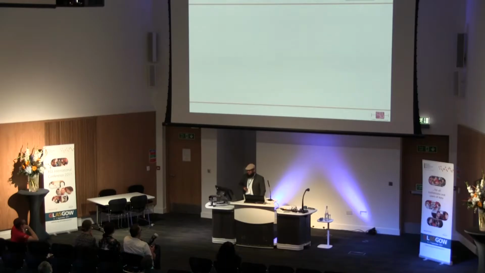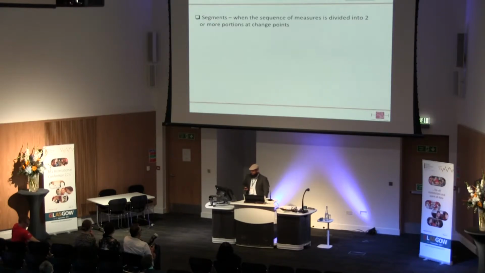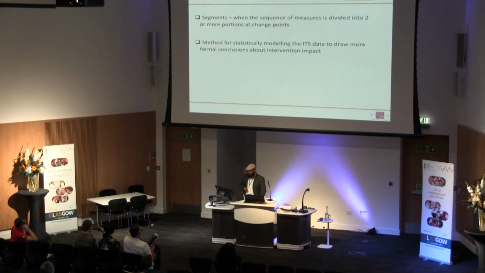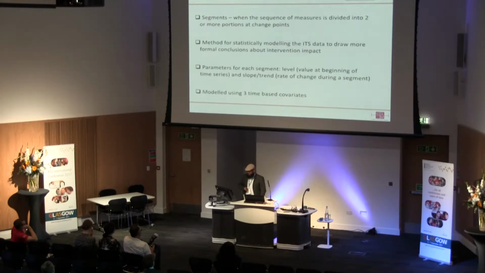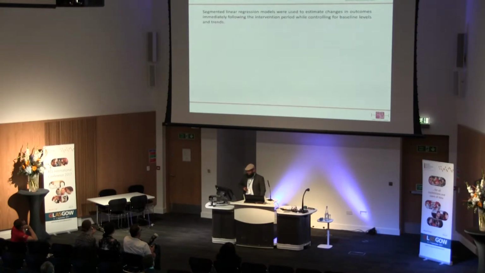So to analyze the interrupted time series design study, we use segmented linear regression. So we have segments where a sequence of measures are divided into 2 or more portions at particular points. And it is a method for statistically modeling the ITS data to draw more formal conclusions about the impact of the intervention. And there are parameters for each segment: the level, which is the value at the beginning of the time series, and the slope or the trend, which is the rate of change during the segment. And it is modeled using 3 time-based covariates. And I'll just explain in a moment what they are.